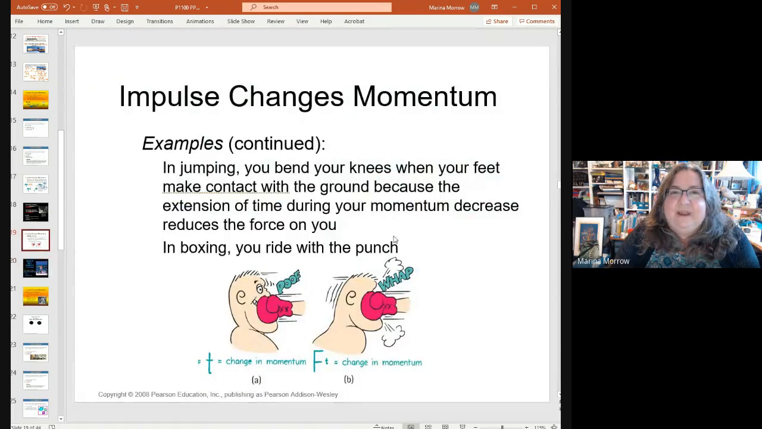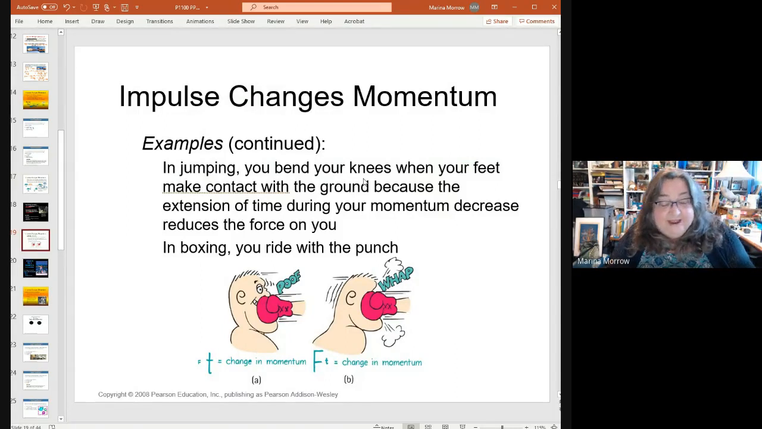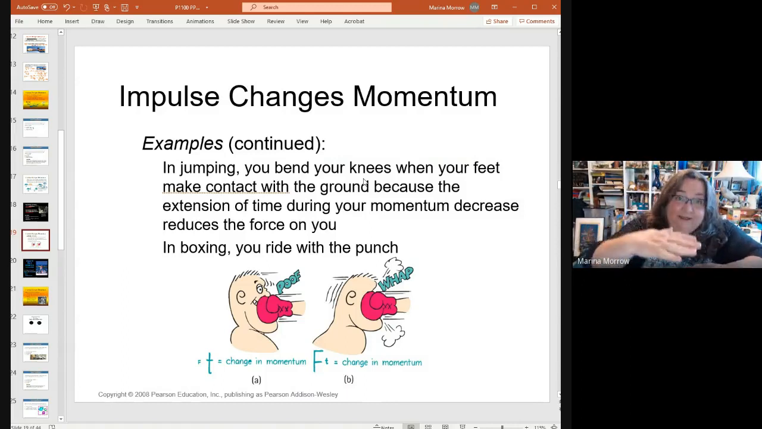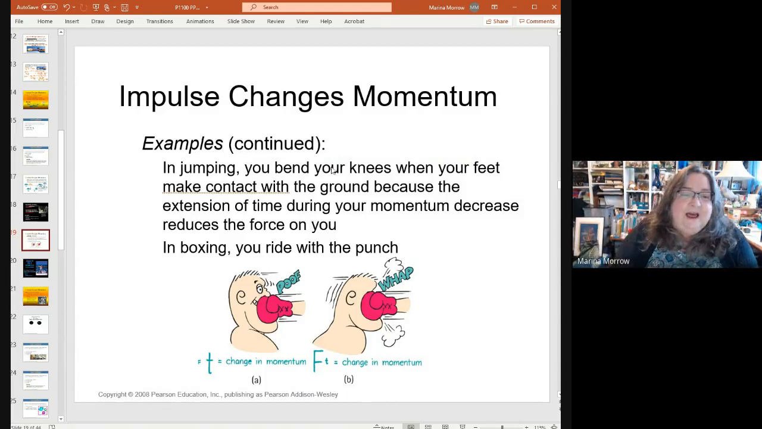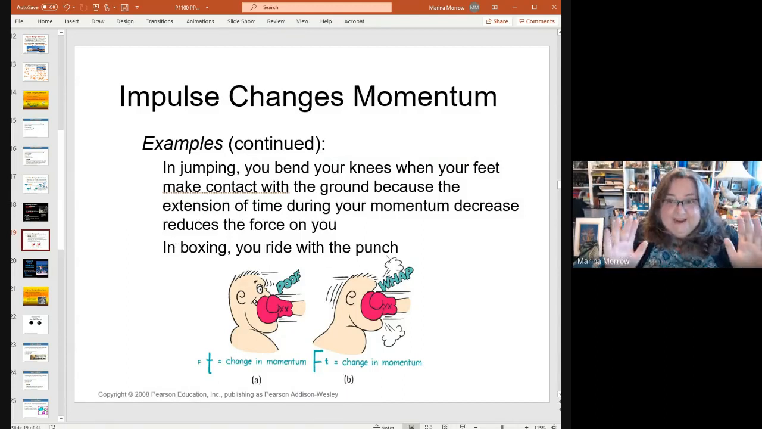Okay, and so in life, this happens too. That's why you're told to bend your knees when you jump down, so that you're going with your weight. So that makes a longer time, smaller force. In boxing, you ride with the punch, so you lean backwards, and then the punch is not going to hurt you quite as much, okay?